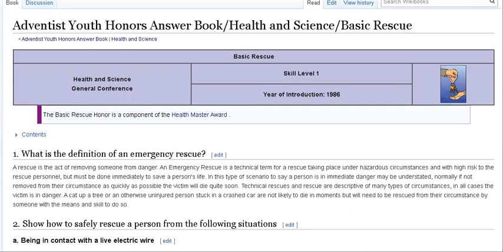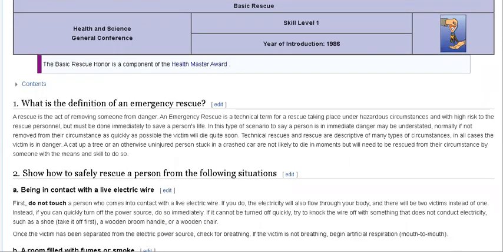A rescue is the act of removing someone from danger. An emergency rescue is the technical term for a rescue taking place under hazardous circumstances and with high risk to the rescue personnel, but must be done immediately to save a person's life. In this type of scenario, to say a person is in immediate danger may be understated. Normally, if not removed from their circumstances as quickly as possible, the victim will die quite soon.